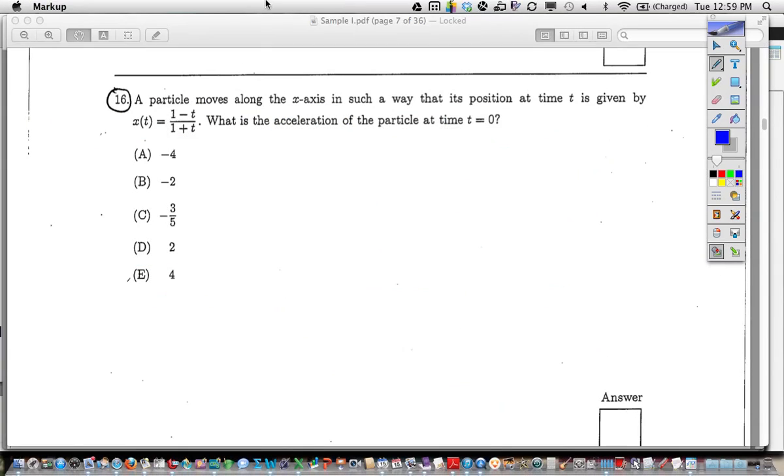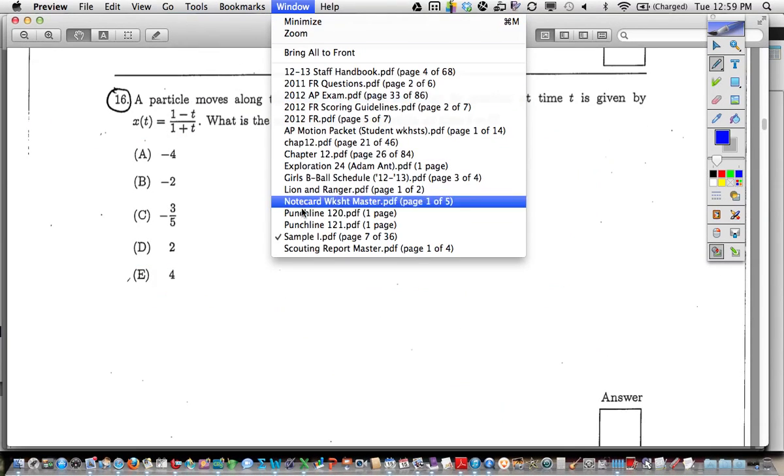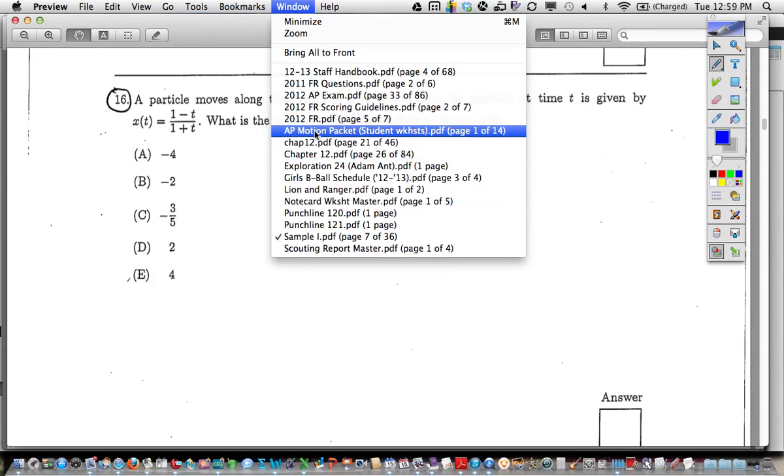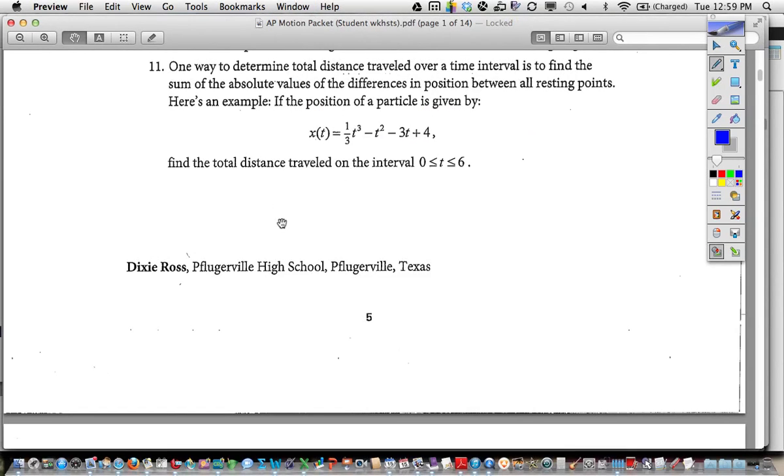All right, let's get out your other packet. And there's one problem. We'll go over more of it, so I want you to hang on to these, but I want to go over the last problem on the first page. Number 11 there on the front page.